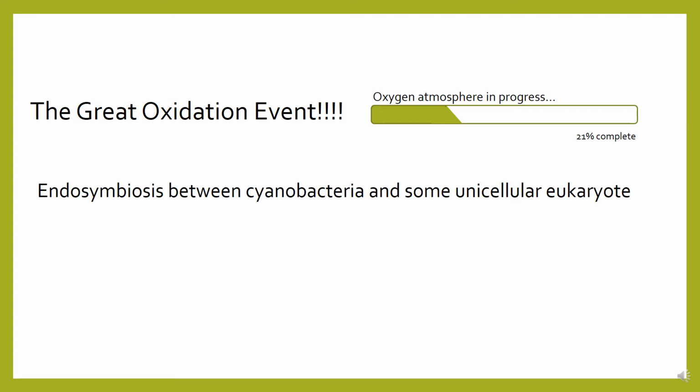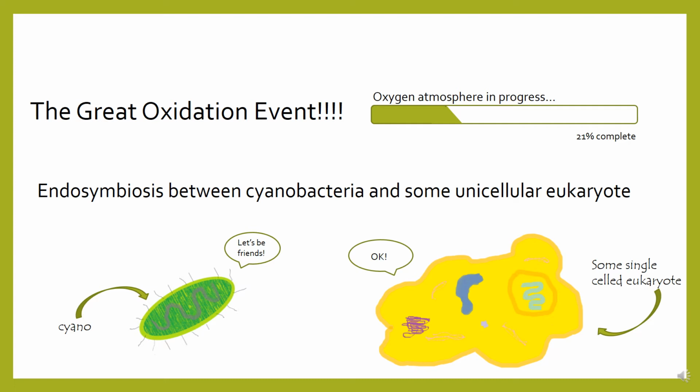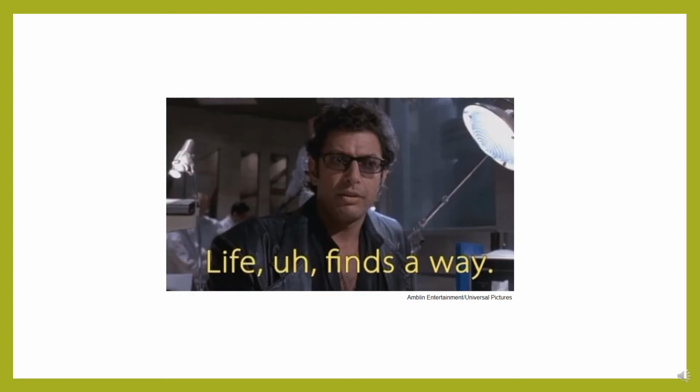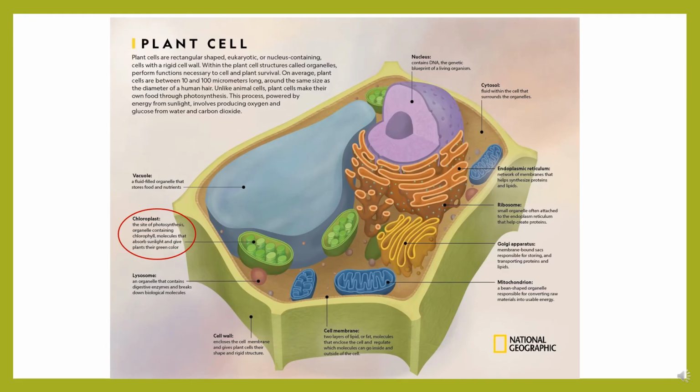Sometime during the next billion or so years, an endosymbiotic relationship between the cyanobacteria and some sort of unicellular eukaryote happened, and I'm sure it kind of went something like this. And, you know, because life, well, whatever. This endosymbiotic relationship eventually evolved into what we know as a modern-day plant cell. So basically, a chloroplast has ancestral origins as a cyanobacteria, which you can see here in green.